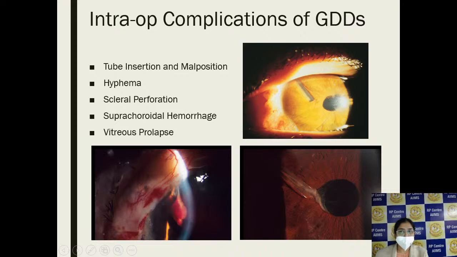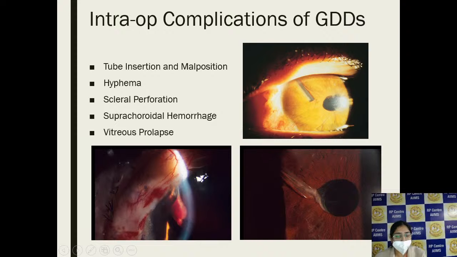Now, the intraoperative complications for glaucoma drainage devices can occur during tube insertion and malposition. There can be a hyphema, which is more commonly associated with neovascular glaucoma, where these devices are largely used, because the tube can rub against the iris new vessels and cause hyphema. Also, since the tube is blindly inserted through the 26 gauge needle entry which we have made, the risk of hyphema is again there.